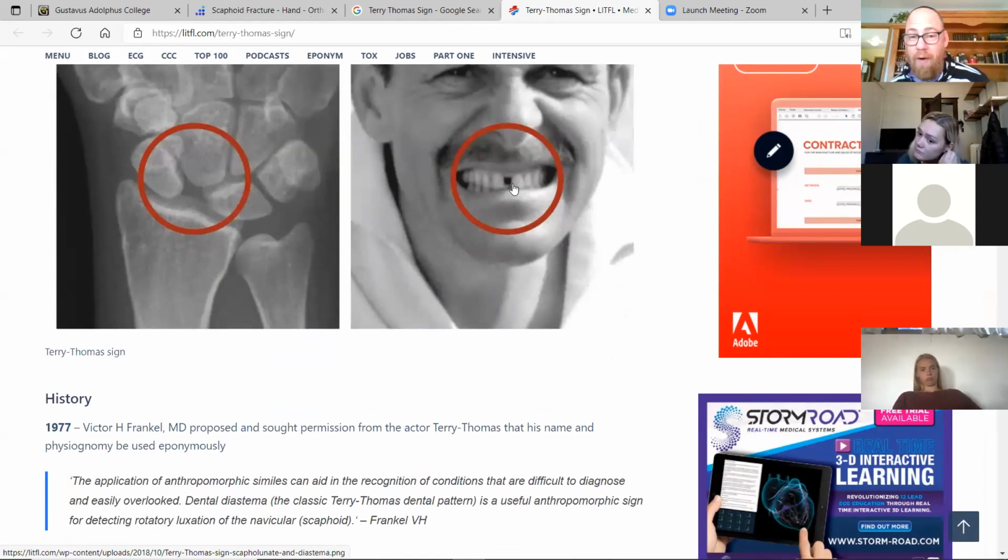This is called the Terry Thomas sign because, just like the gap between Terry Thomas's teeth, we have a gap between the scaphoid and the lunate and a widened scapholunate interval on X-ray, indicative of scapholunate dissociation. That is the Terry Thomas sign.